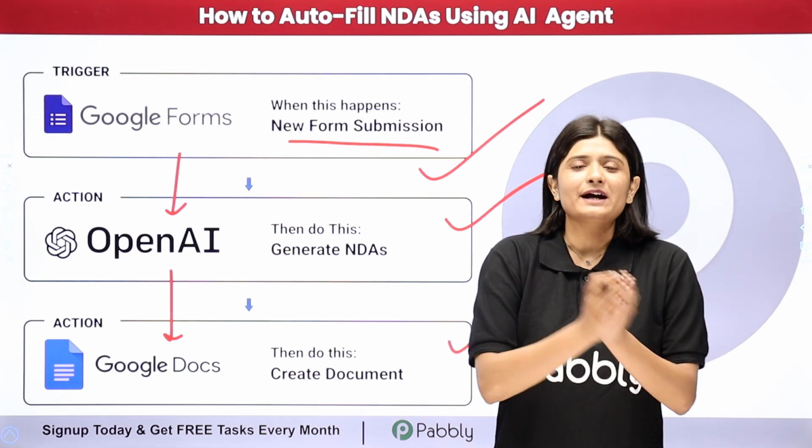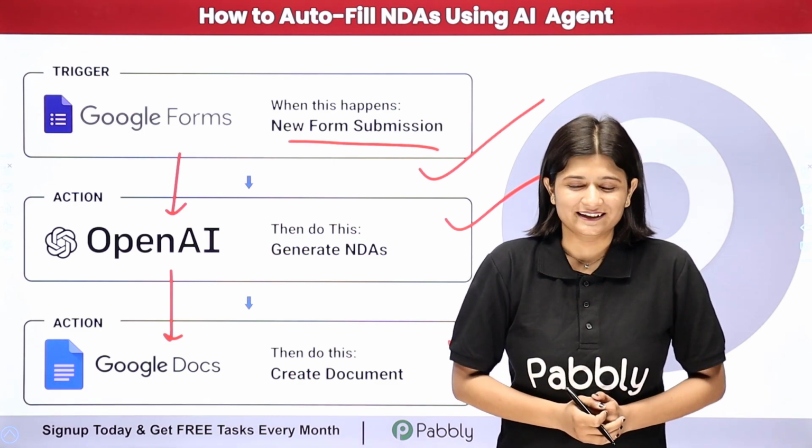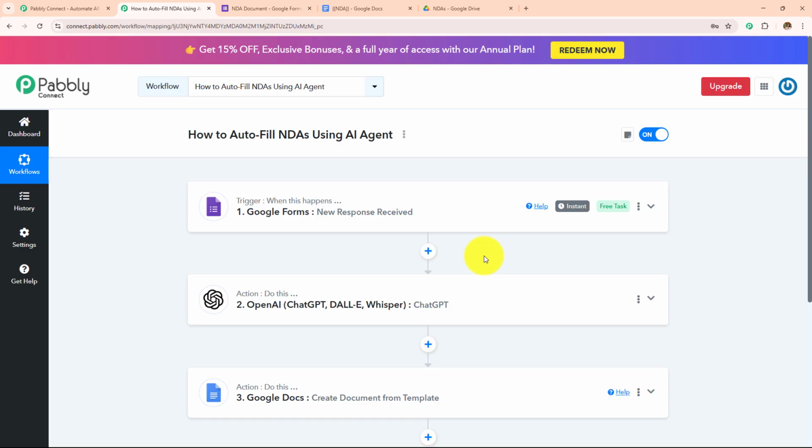Now, if you want to learn the step-by-step process, then let me take you all to my screen. In this video, we are going to learn how to autofill NDAs using AI agent. For this, I have created an automation workflow where I have built connection between Google Forms, OpenAI and Google Docs. And now we are going to check this automation workflow once whether it is working fine or not.